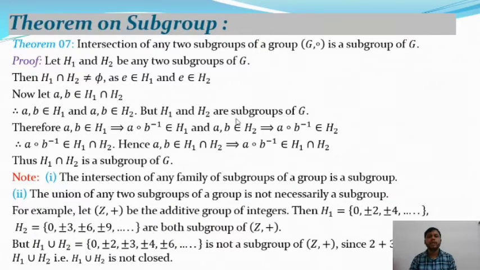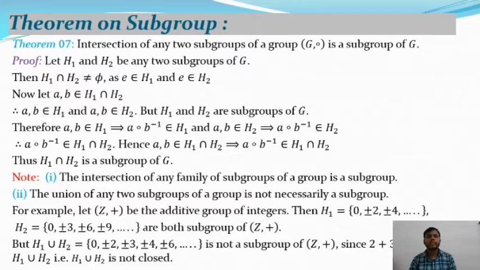But H1 and H2 are subgroups of G. So from the above theorem, a, b belong to H1 implies a composition b inverse belongs to H1, as well as a, b belong to H2 implies a composition b inverse belongs to H2. So therefore a composition b inverse belongs to H1 intersection H2. So a, b belong to H1 intersection H2 implies a composition b inverse belongs to H1 intersection H2. Thus H1 intersection H2 is a subgroup of G.